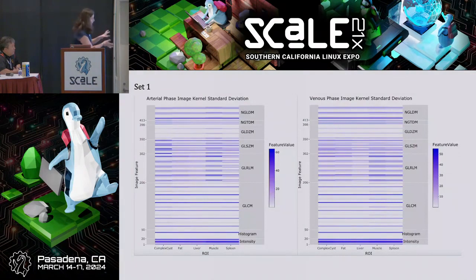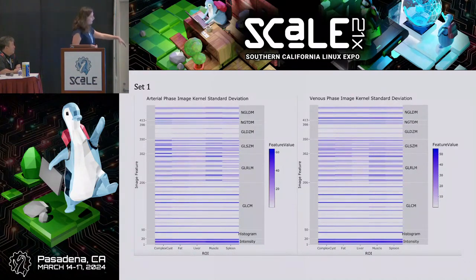So this was the first set of heat maps we generated. Let me walk you through. This is our y-axis, which is the number of the image feature. On the other y-axis, we have the different feature families. So these are 8 different subgroups that we used for the different intermediate calculations, and then our first order statistics on the bottom. Our x-axis is our ROI with the complex cyst, the fat, liver, muscle, and spleen. And these are the 2 different phases.